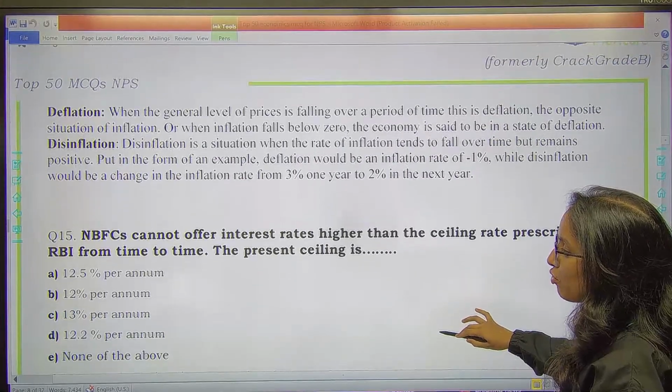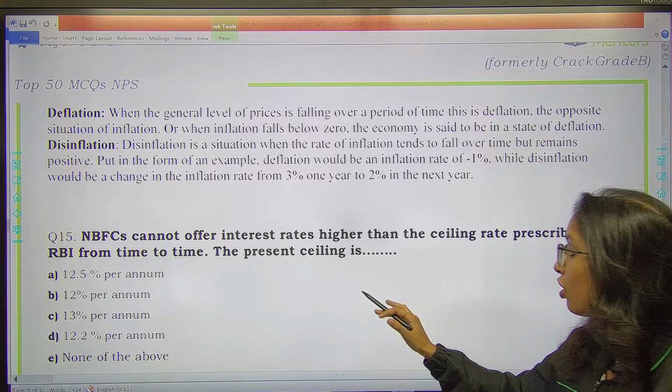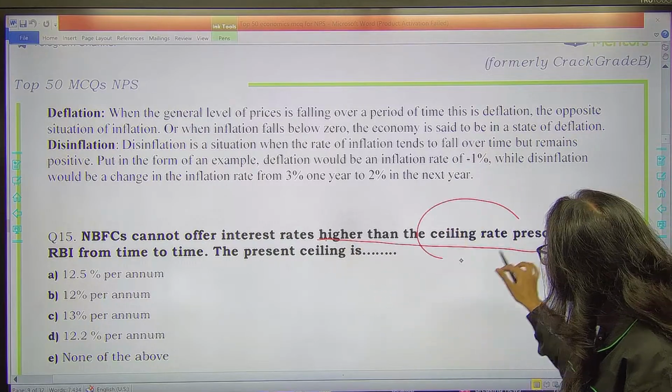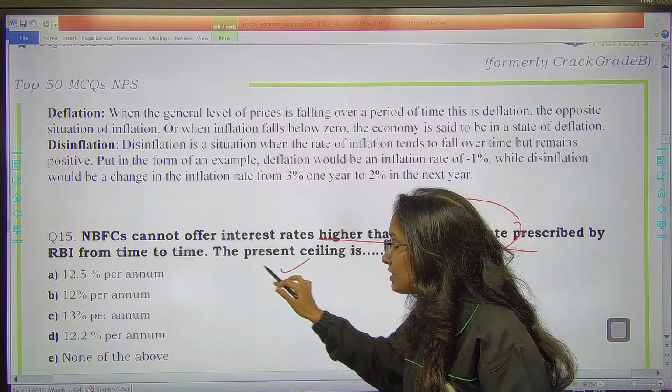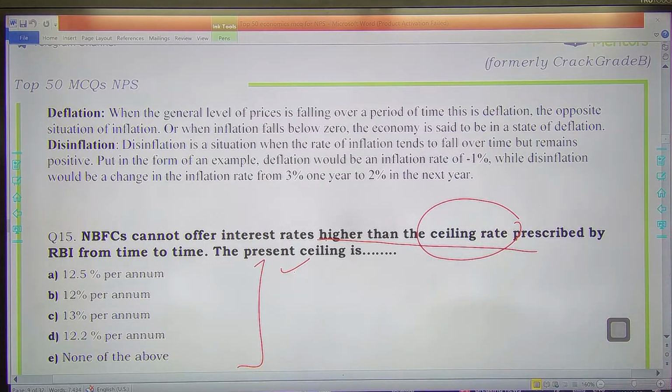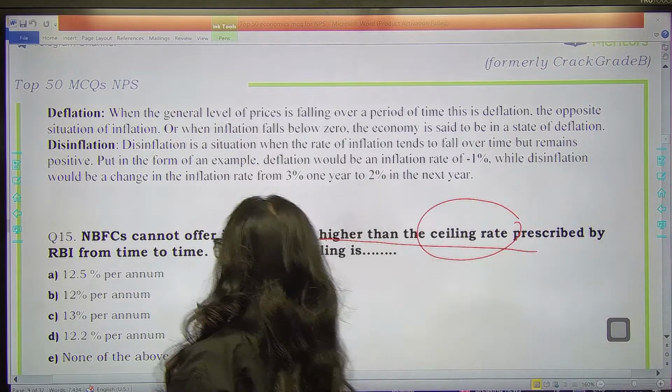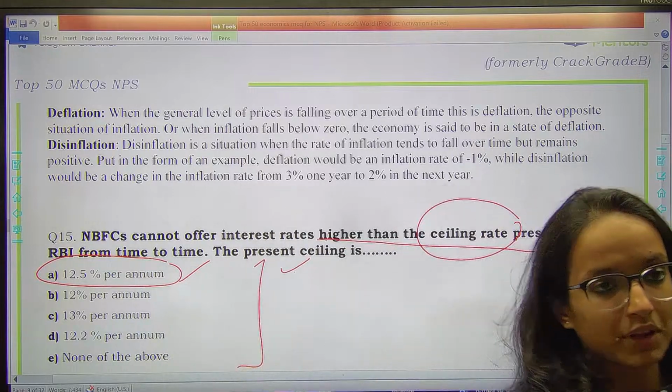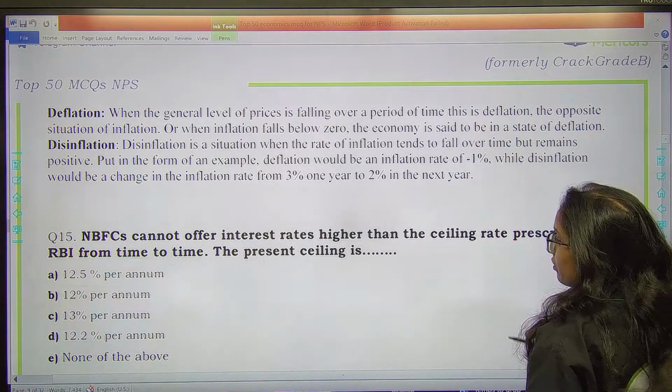Question number 15, very important, coming from NBFCs. NBFCs cannot offer interest rates higher than the ceiling rate prescribed by RBI from time to time. So what is the present ceiling rate for NBFCs? They cannot offer interest beyond this. Very good. Present one is 12.5, option A, right? Well done. Now next question, question number 16.